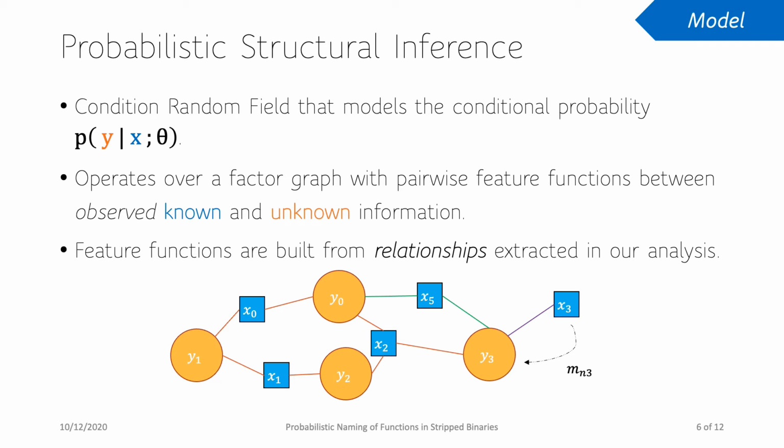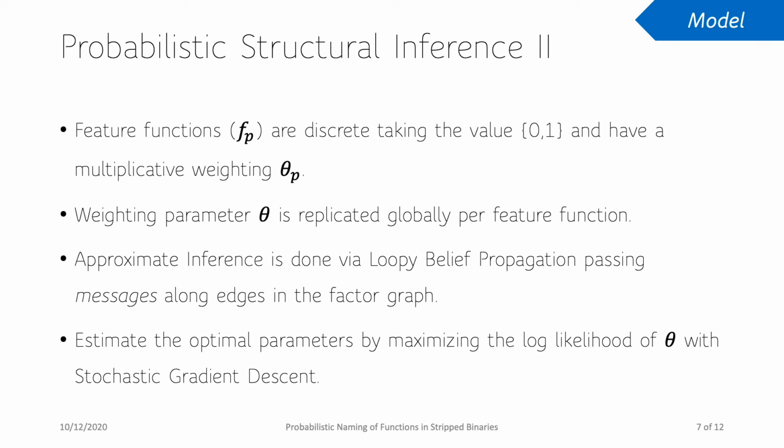Unknown function names in Y are separated by known factors in X. In this example, different colors represent different relationships. We build feature functions for data references, calls, callees, and our probabilistic fingerprint over the set of all possible names in our training set. Each feature function has a multiplicative weighting, theta, that we model globally and aim to learn. Our feature functions are discrete and are only non-zero where relationships have been seen in our training set.